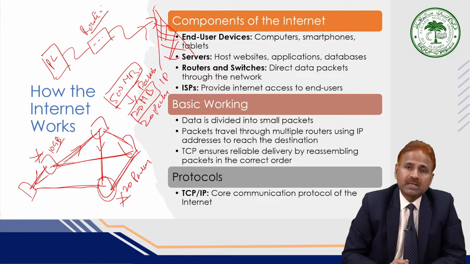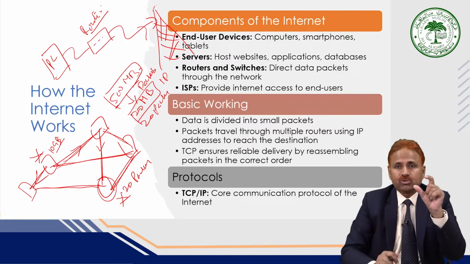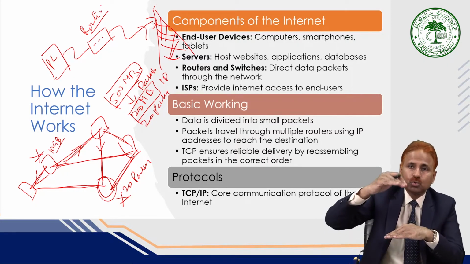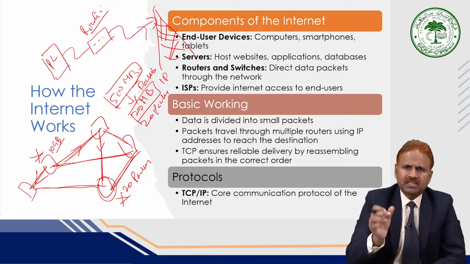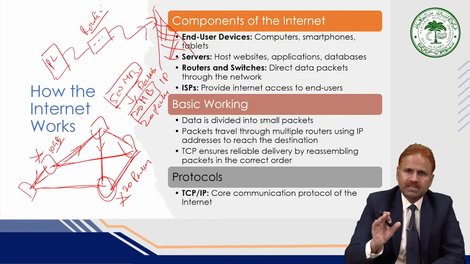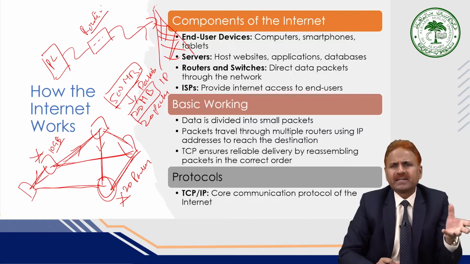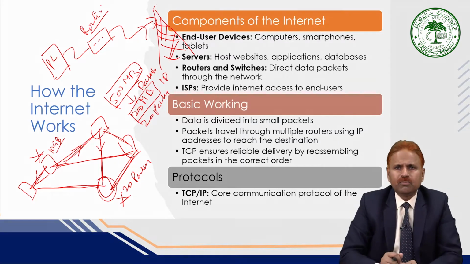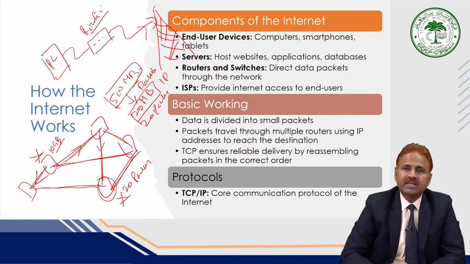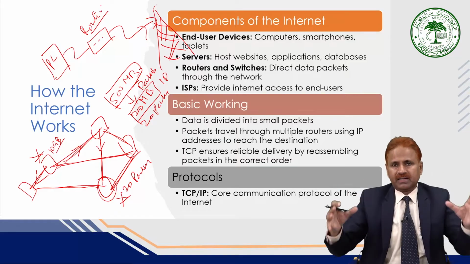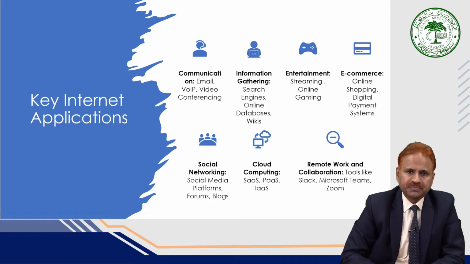What is the main protocol behind the internet? It is TCP/IP. TCP/IP is not the name of a single protocol, but instead it is a suite of protocols. Several protocols are there, and commonly they are known as TCP/IP because there are two main protocols in it, TCP and IP. But in the suite, there are many protocols performing different kinds of jobs while transmitting data from one place to another. So TCP/IP is the core communication protocol of the internet. Whenever we set up the internet, the main protocol working behind it is TCP/IP.